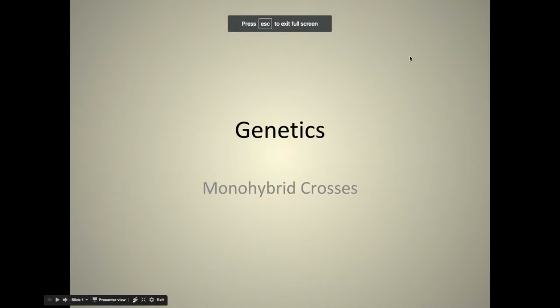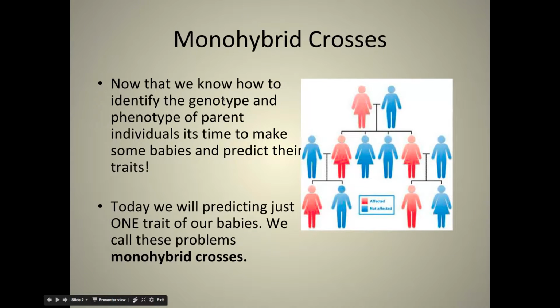So today we're going to continue our lesson on genetics, and we're actually going to start talking about how we can predict the traits of our offspring. We already know, we learned this last time, how to identify the genotype and phenotype of our parents. So now we're going to use that information on our parents to start predicting what the traits of our offspring will be. What traits can we or will we pass on to our offspring?